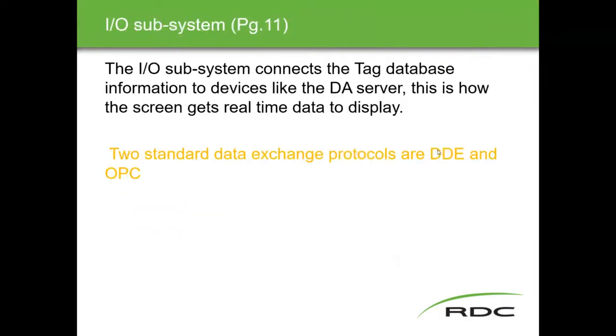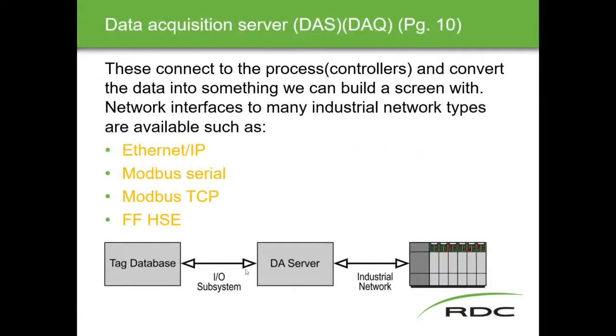The I/O subsystem connects the tag database information to things like the DA server. So this is how the screen gets us real-time data. And it uses a different type of protocol than we use to go from the data acquisition system into the control system. It's going this way over here, and it requires a different type of protocol than we talked about over here.